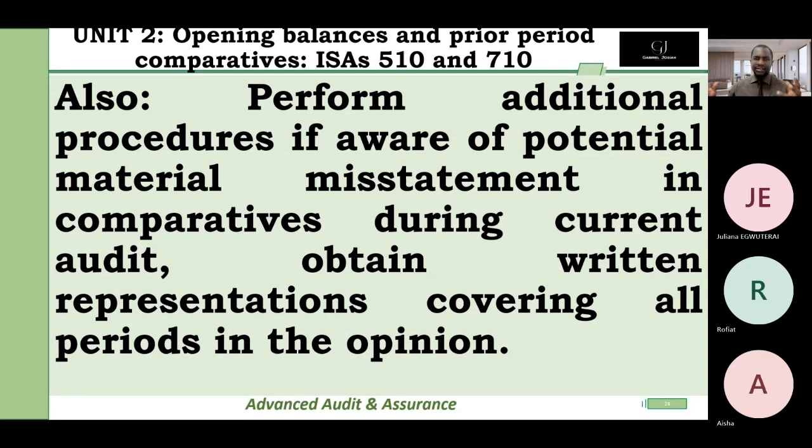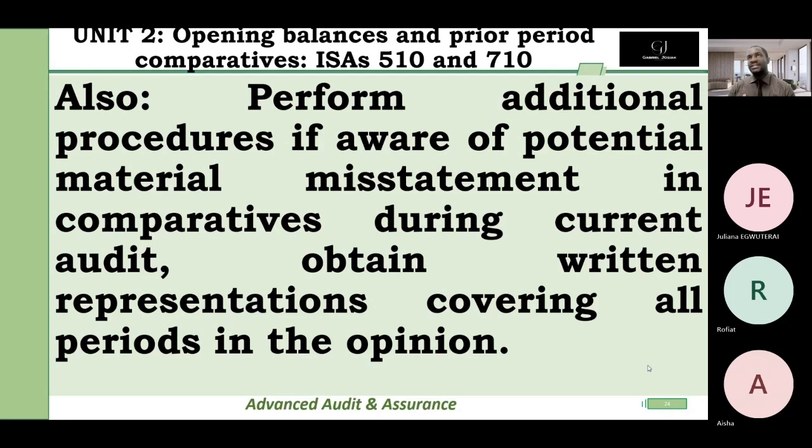If there are any material findings that come to our attention, then we need to test and additionally do substantive procedures to validate and substantiate that these material misstatements are not influenced or influential on the financial statements. And during our current audits, we need to obtain written representation covering all periods in the opinion we are about to issue. It's very important.